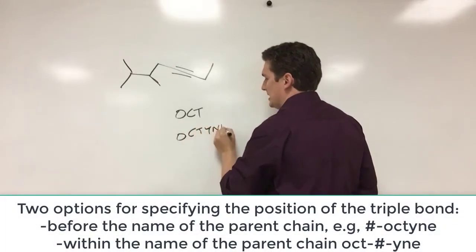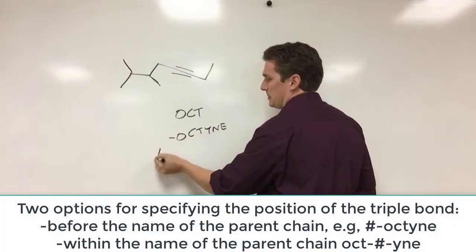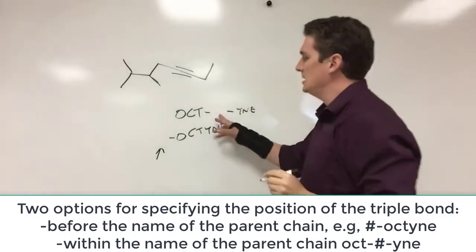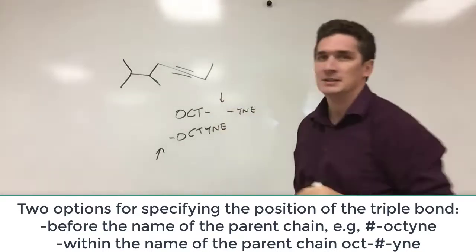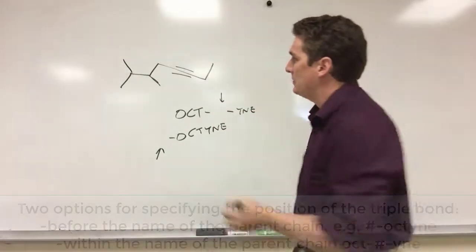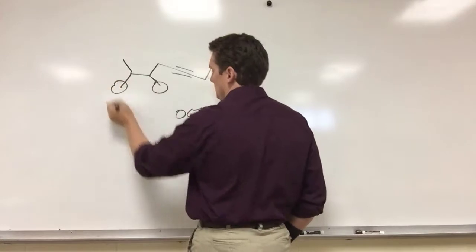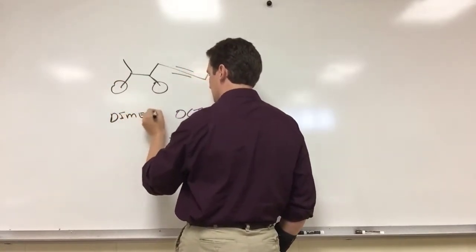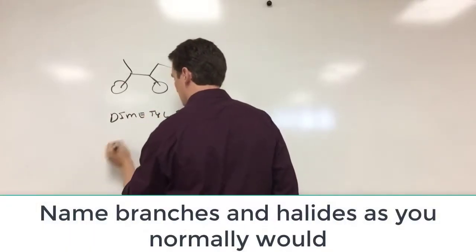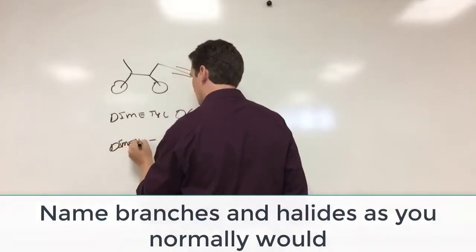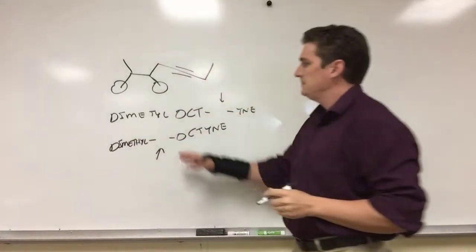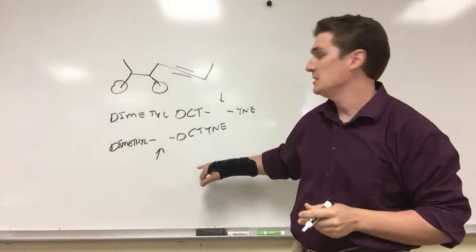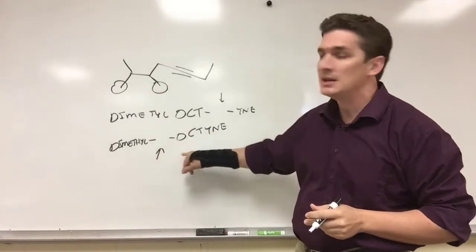We can have octyne and designate the position of the triple bond here, or we can designate the position of the triple bond here. Now let's go ahead and name off our other branches. We've got 1, 2, so we have a dimethyl. And if we're going to do the oct-yne, we're just going to put the dimethyl right next to the oct. If we're going to specify the position of the triple bond before the octyne, we're going to have our gap.